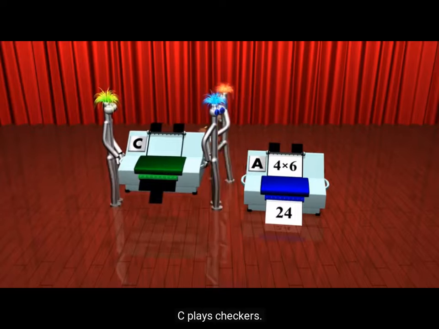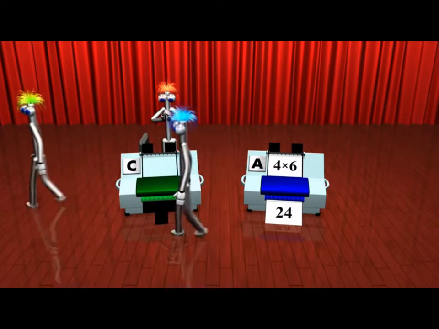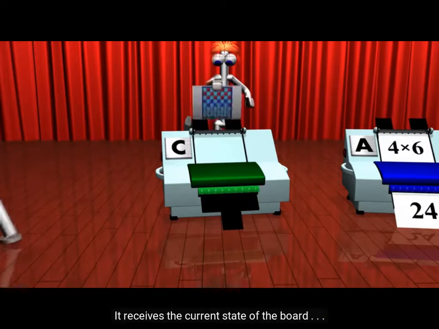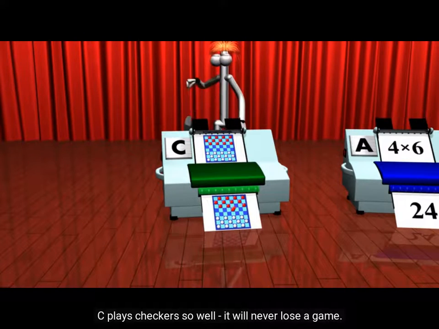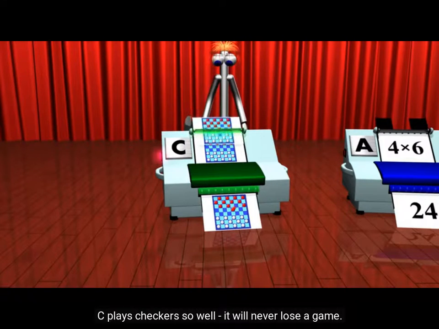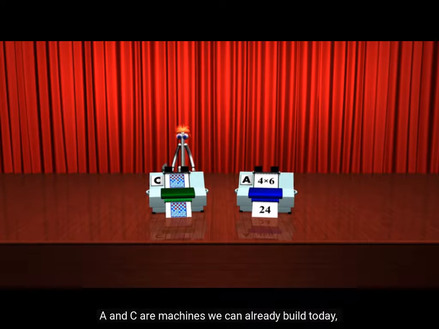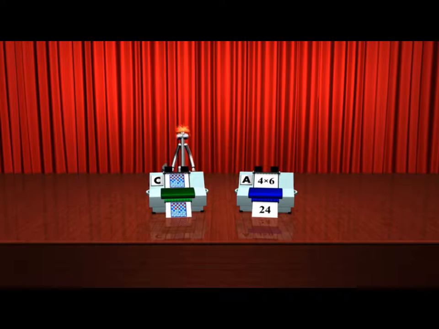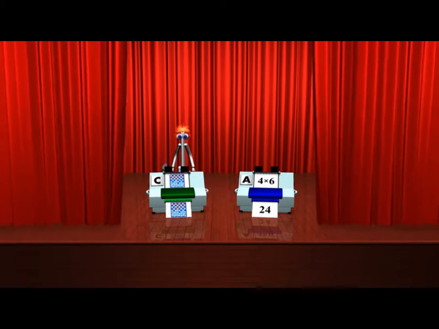Here's another computing machine, C. C plays checkers. It receives the current state of the board, and it prints how it would move one of the red pieces. C plays checkers so well, it will never lose a game. That program exists too. You can write a program that will never lose in checkers. A and C are machines we can already build today, and computers keep getting smarter and smarter. I don't know what that word smarter means, but whatever.